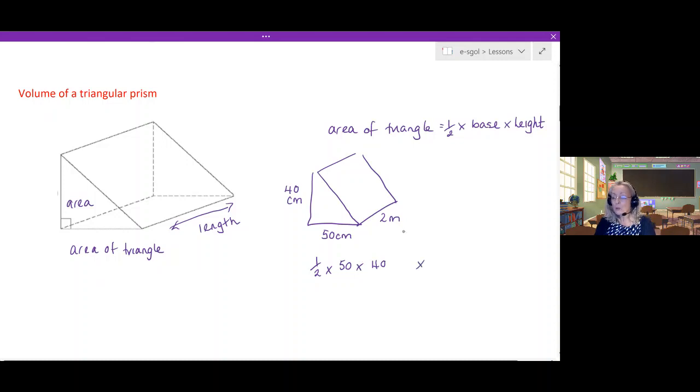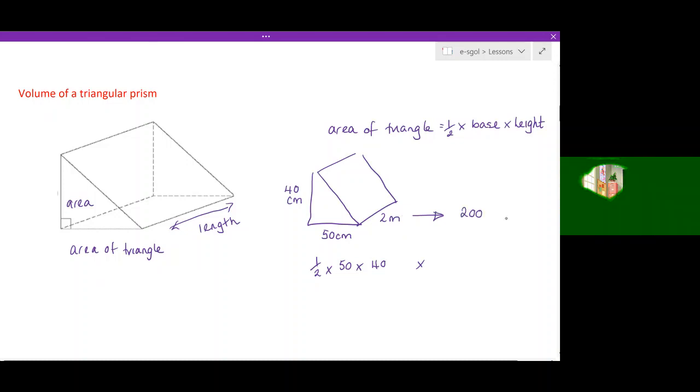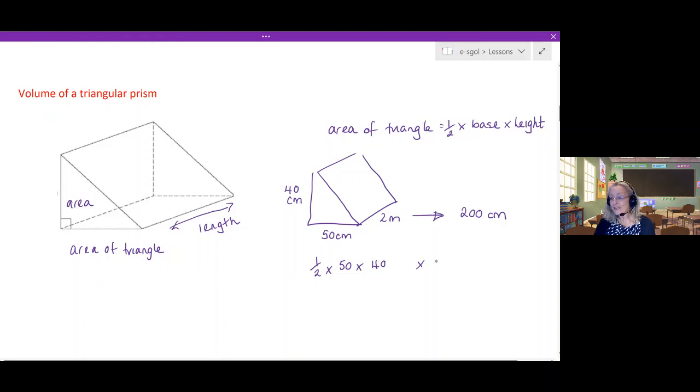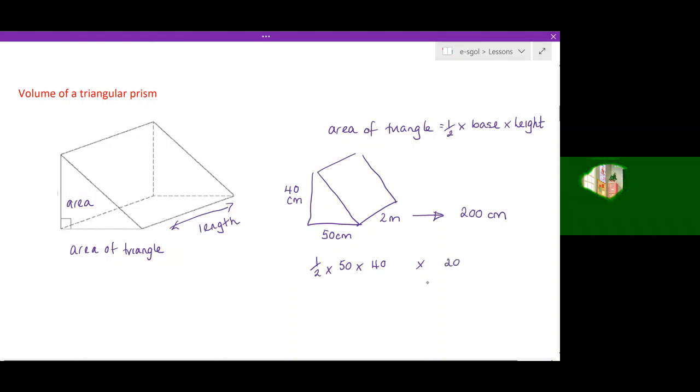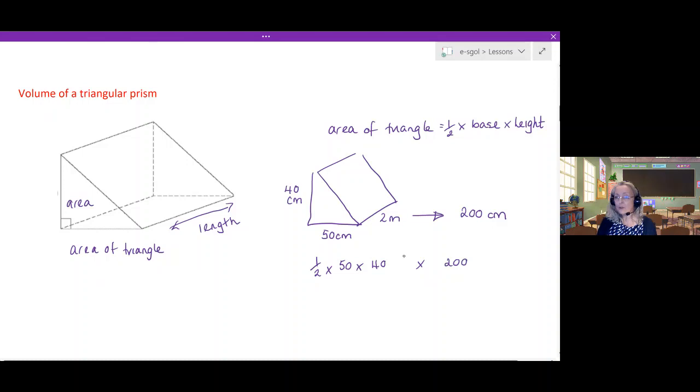But what I would have to remember here is that I'm not allowed to multiply by 2 metres. I have to change 2 metres into 200 centimetres so that all of my units are consistent. And I would multiply that by 200 in order to find the volume of this triangular prism.